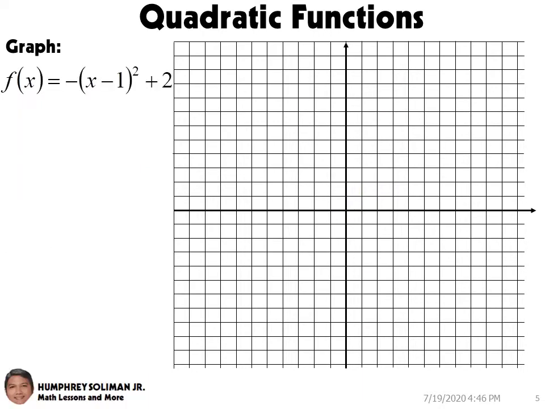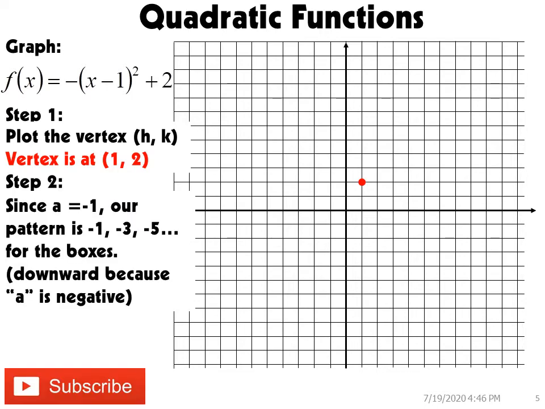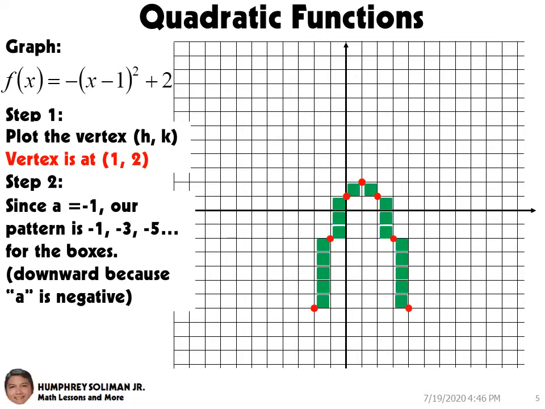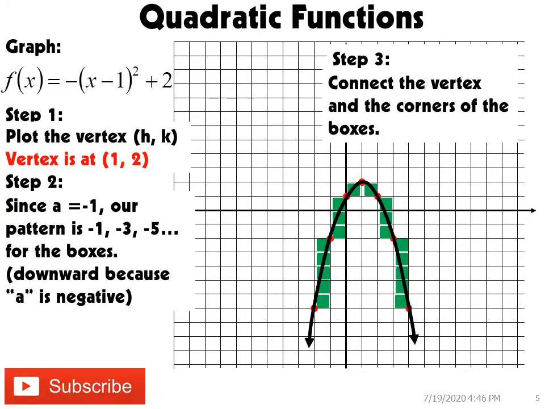Okay, for our next example, we have f of x is equal to negative quantity x minus 1 squared plus 2. Step number 1, plot the vertex (h, k). Our vertex is (1, 2). Step number 2, since a is negative 1, our pattern will be negative 1, negative 3, negative 5 for the number of boxes. We will draw the boxes downward because a is negative. Step number 3, we connect the vertex to the corners of the boxes. Again, do not forget the arrowheads at the ends of your quadratic function.